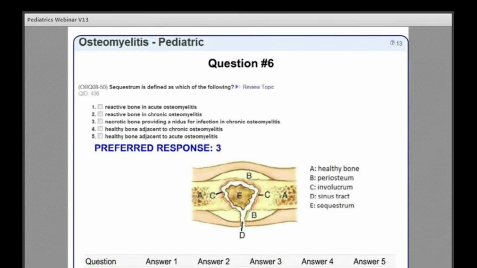So once again, returning to the question, you can see that the correct answer is 3. That sequestrum is the necrotic bone, which is a nidus for infection in chronic osteomyelitis, and most of you got that right as well.